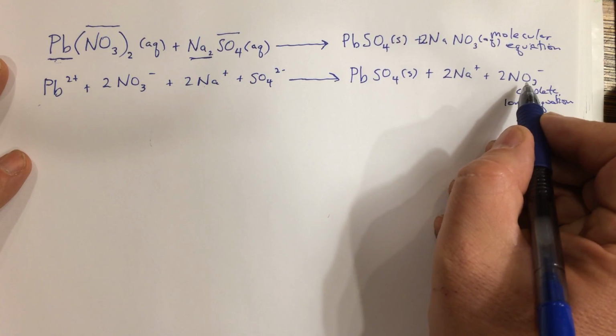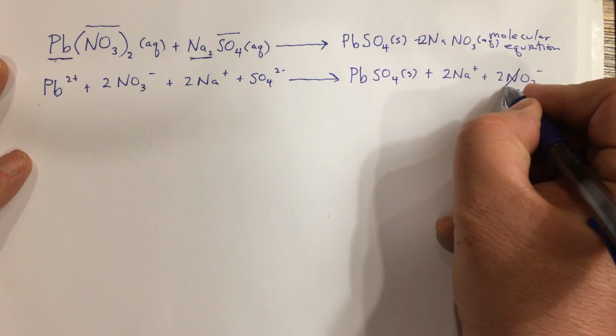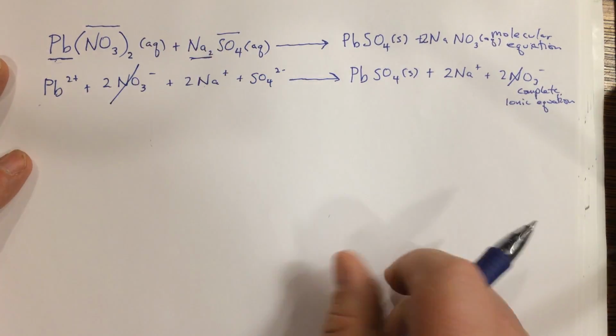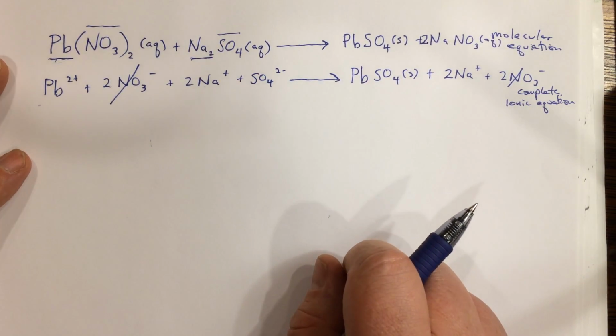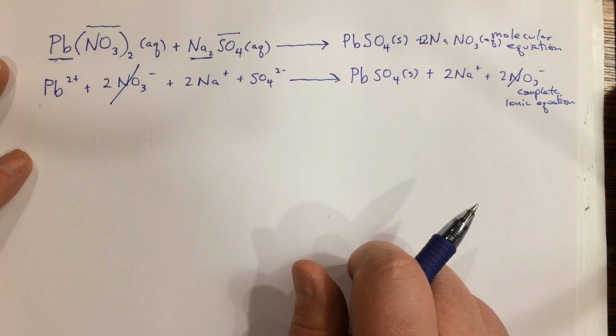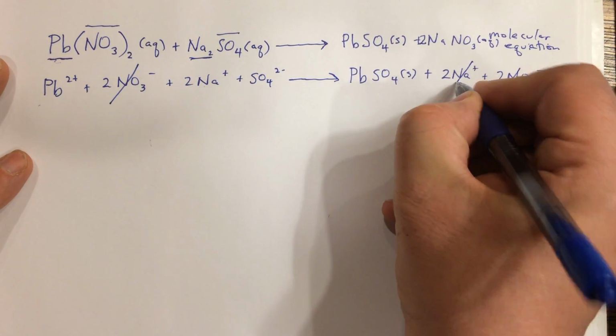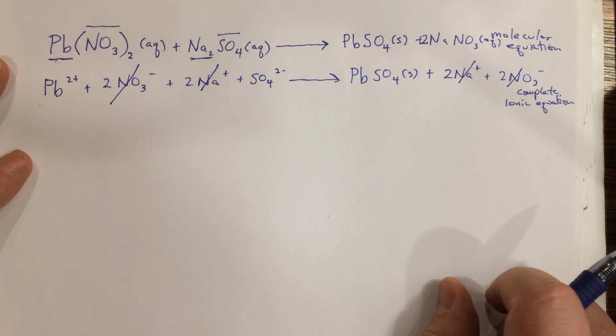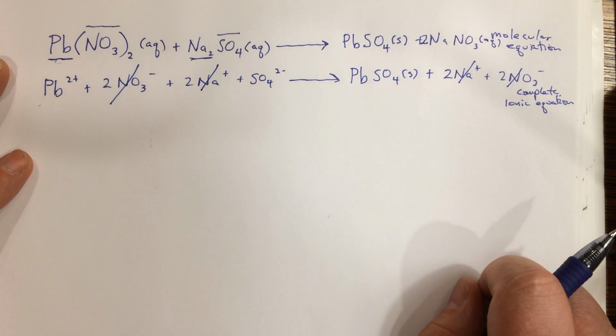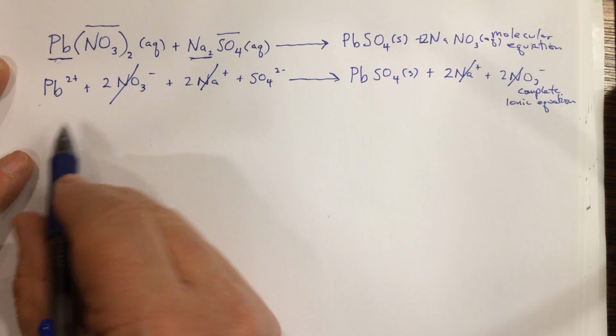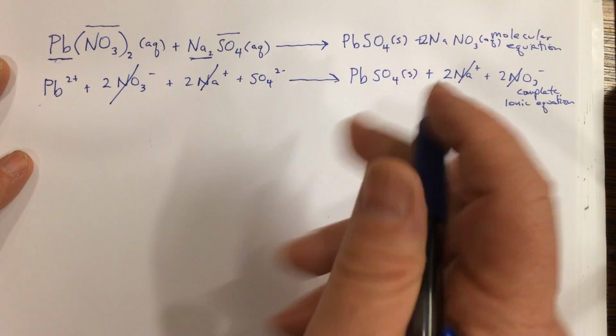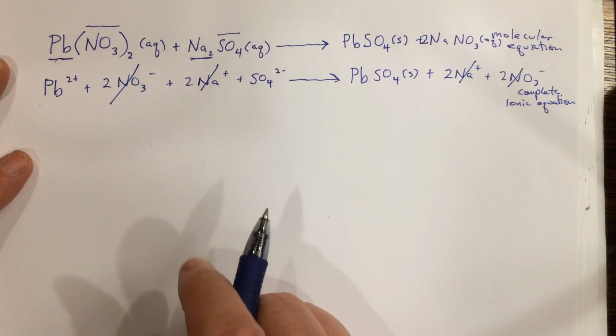And if you see, I've got 2 nitrates on this side and 2 nitrates on this side. I can strike those out. They don't make anything. They're simply floating in the water. I also have 2 sodiums on both sides. Those are spectator ions. They float. Okay, they're not making anything. Whatever I have left over is what actually made my product.